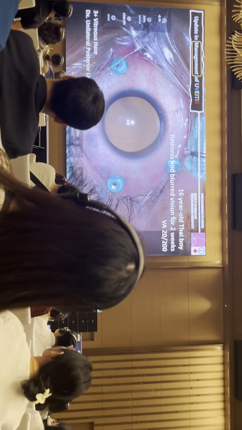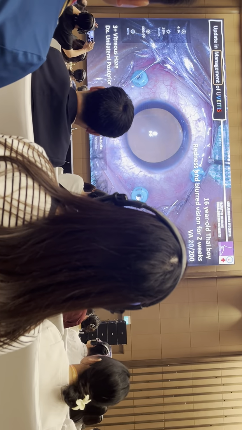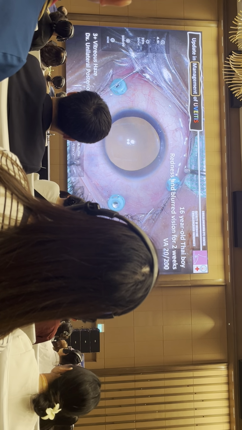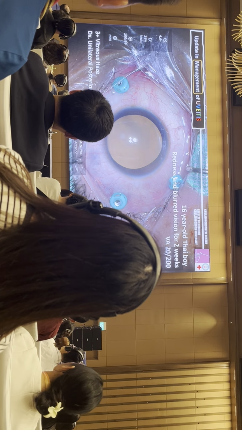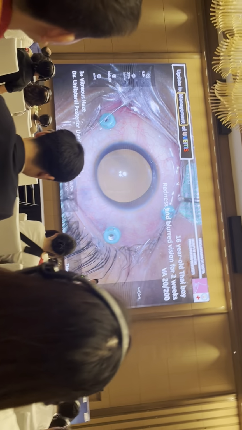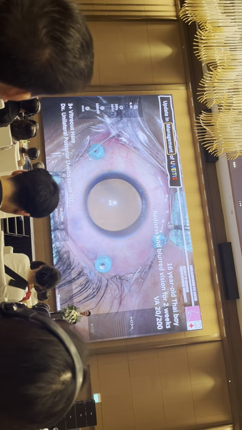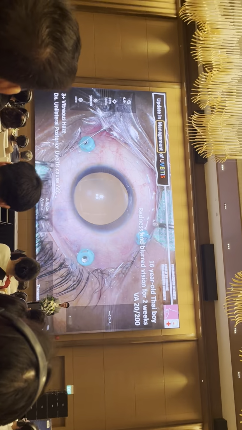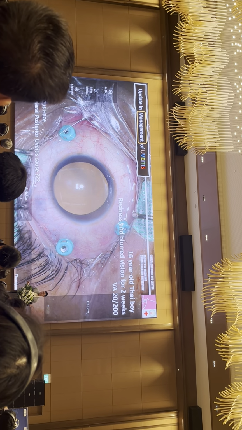This is a 16-year-old Thai boy, with redness and blurred vision for 2 weeks. If you look at the VA, 20/200, and with the three-part vision test, the lens is quite clear, right? And unilateral posterior uveitis, when we don't know the cause.